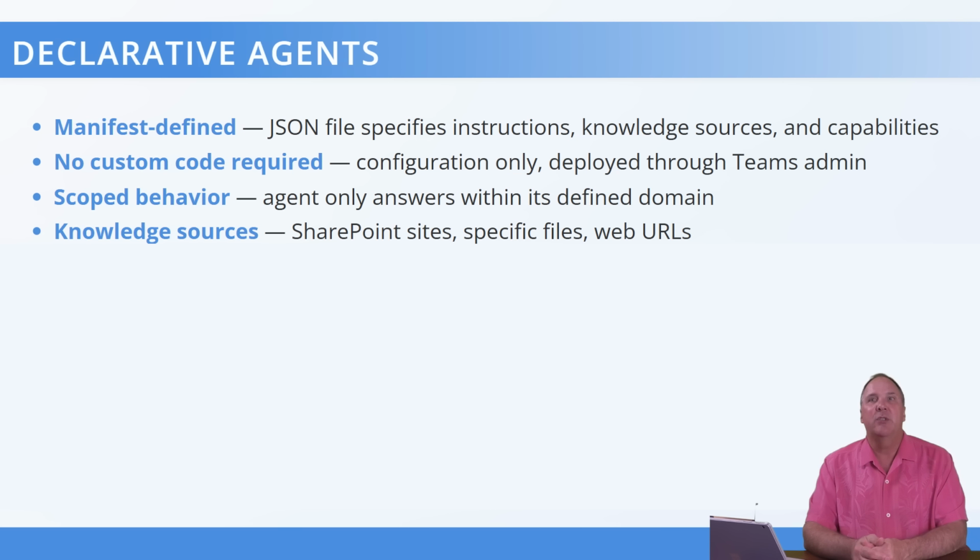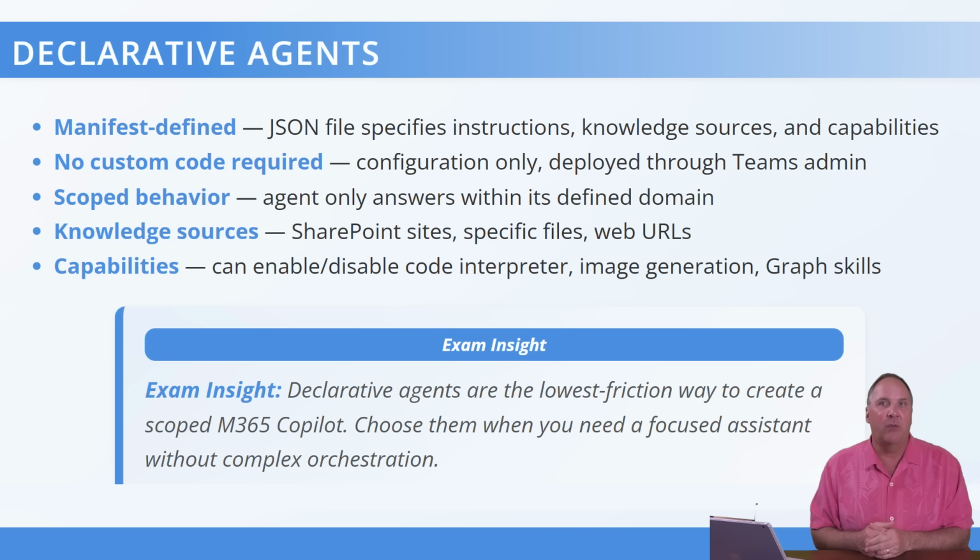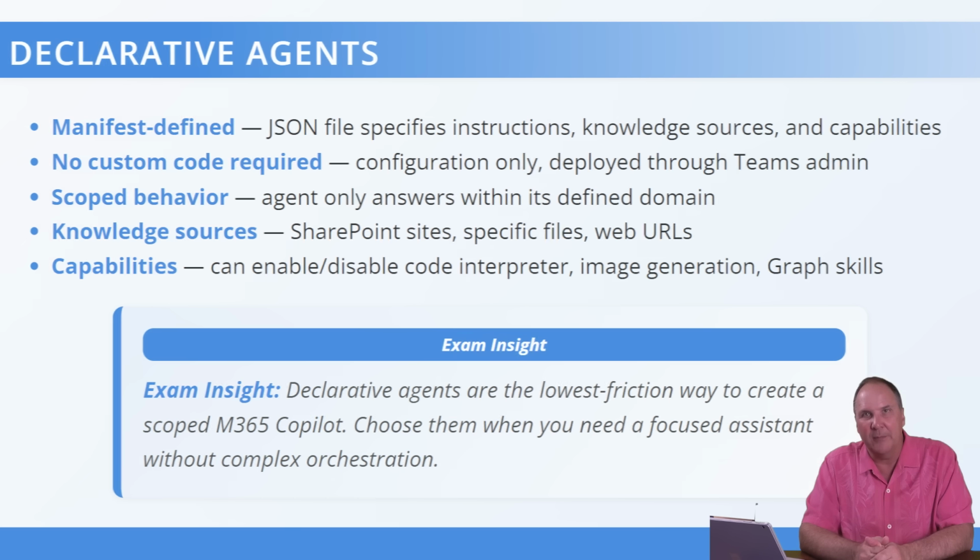When would you choose a declarative agent over a Copilot Studio plugin? Well, when the use case is straightforward, say policy question and answer, onboarding guidance, or department-specific help, you're scoping Copilot's behavior, not building custom logic. When the use case requires calling external APIs or running multi-step workflows or complex branching, that's when you step it up to a Copilot Studio plugin.